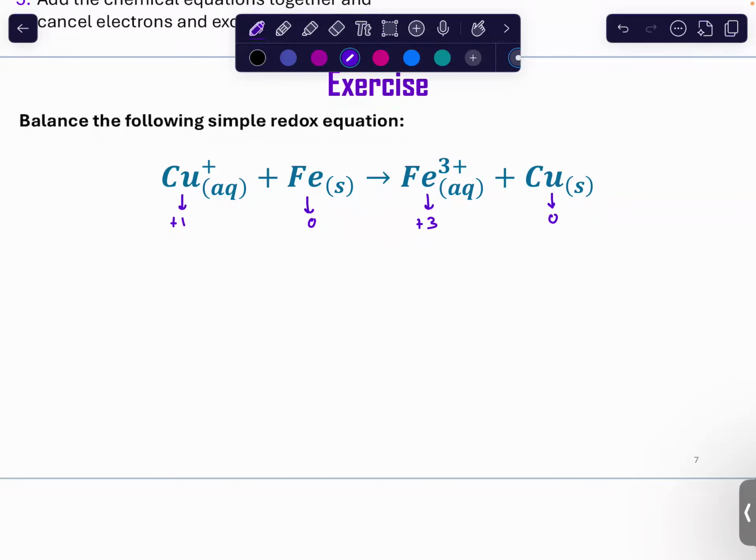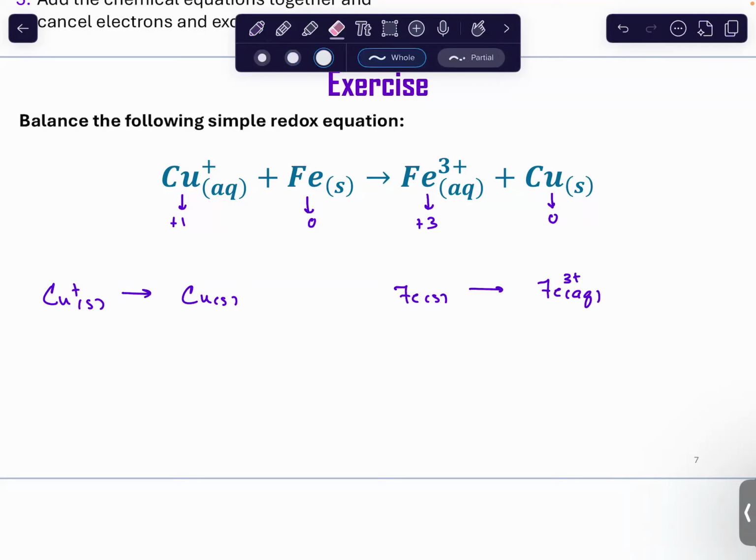So now we're going to start balancing this. We want to split this into half reactions based off redox atoms. So of course, one of those splits is going to be copper. The copper 1 ion becomes solid copper. And then your solid iron is split apart into iron 3 ions. Oopsie, I put the wrong phase over here.